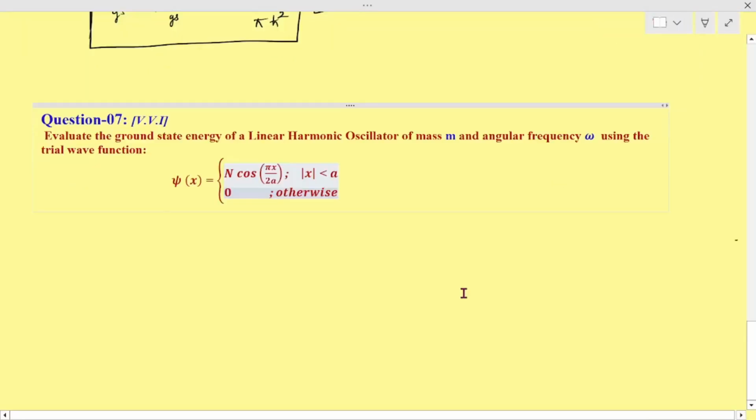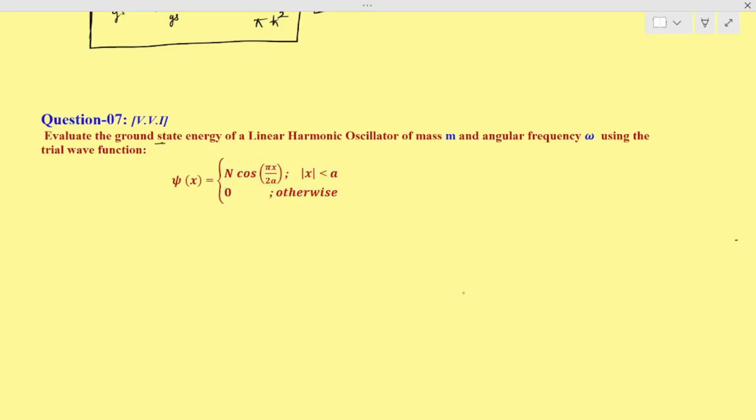Question number 7. Evaluate the ground state energy of a linear harmonic oscillator of mass m and angular frequency omega using the trial wave function psi(x) given as N cos(pi x by 2a) in between minus a to a, that is, mod x less than a, otherwise it is 0. Okay, so let us start.